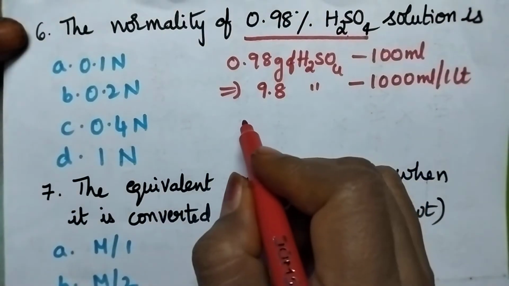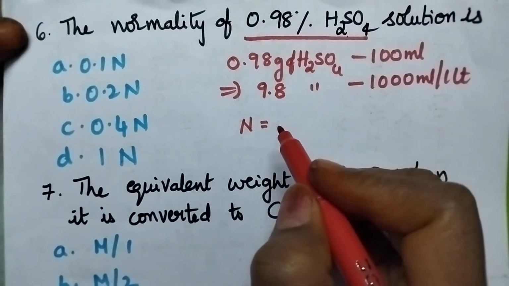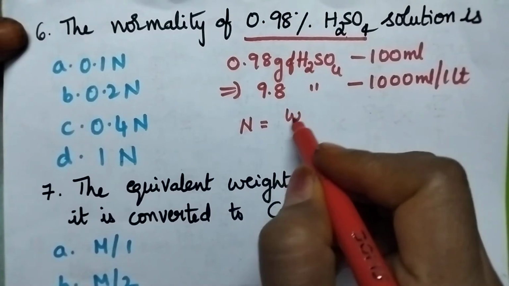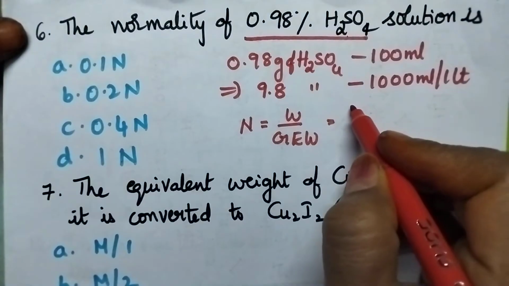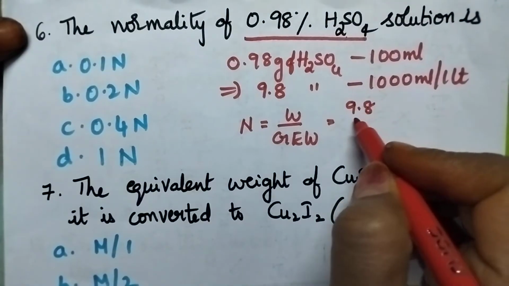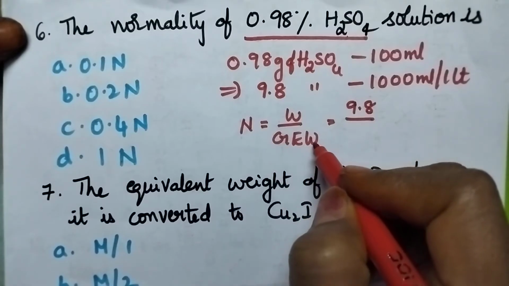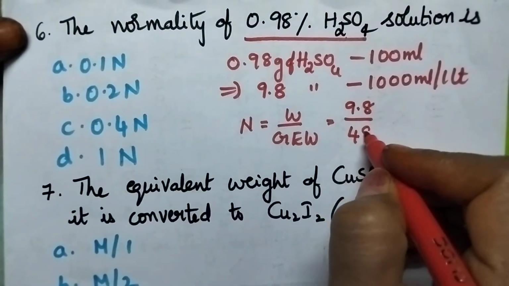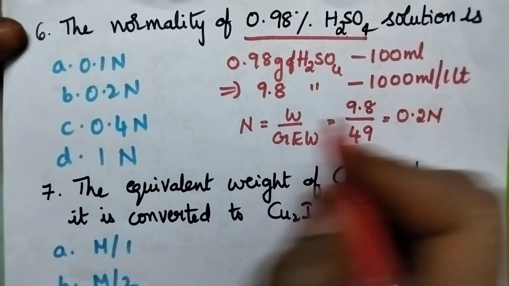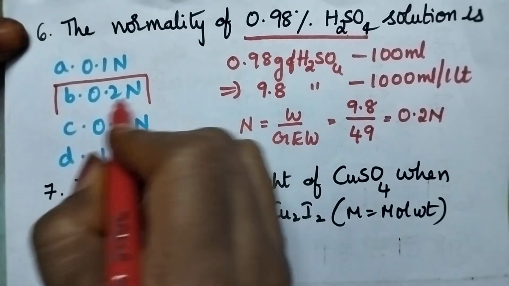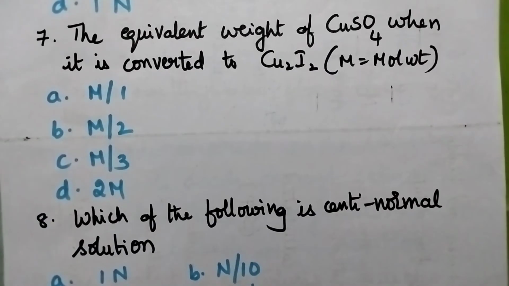So normality of 1 liter of the solution can be calculated by using the formula weight by gram equivalent weight. So here what is the weight of the sulfuric acid? 9.8. And coming to the gram equivalent weight, the gram equivalent weight of the sulfuric acid is 49, and that is equal to 0.2 normal. So option B, that is 0.2 normal, is the right answer.